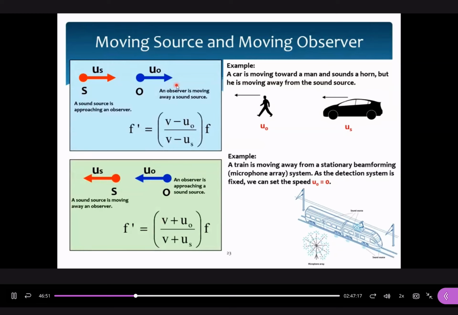Okay. For the second one, a train is moving away from a stationary beamforming system. Like this, this is the beamforming system, and this train is moving away from it. The beamforming system is the observer, and the source is this train. So we make use of this one. In this case, because the detection system is fixed and stationary, the speed of the observer is equal to zero. No speed. When you consider this equation, we can directly set u naught equal to zero.